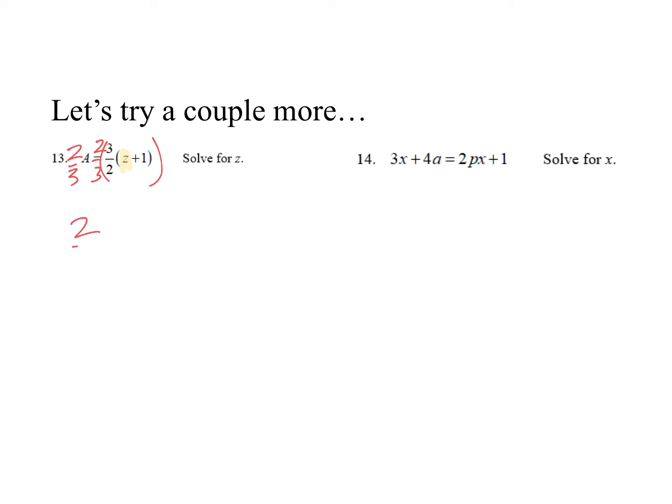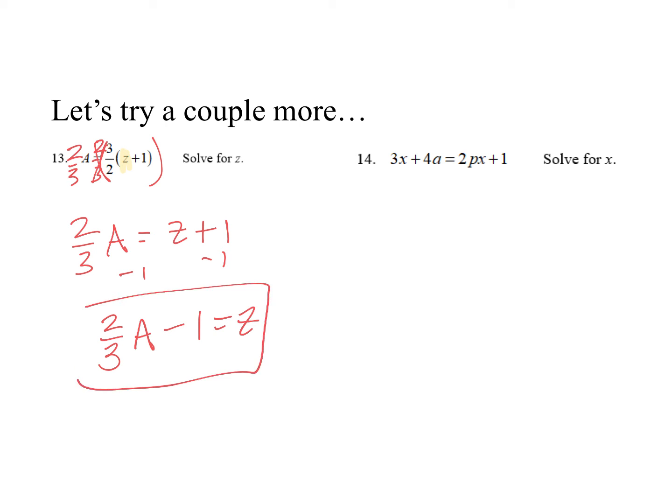So this is going to be 2/3 a equals, this cancels out, z plus 1. Now I don't have to write it in parentheses anymore because I don't have a number outside. I don't have something to multiply by. Then to finish solving for z, I'm going to subtract 1. So this becomes 2/3 a minus 1 equals z. So there's my solved equation there.